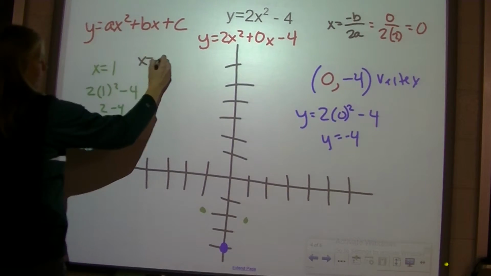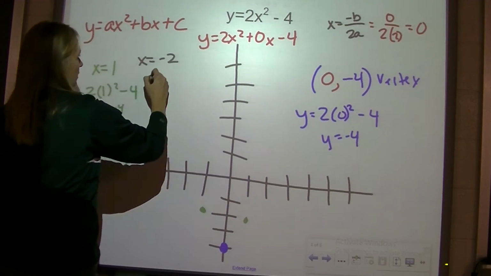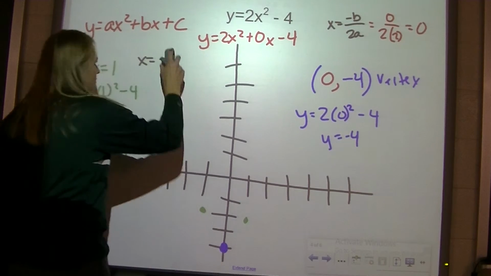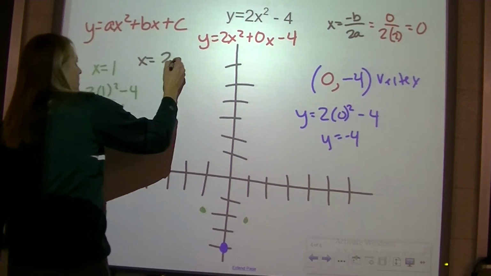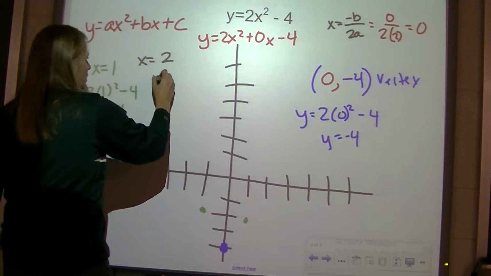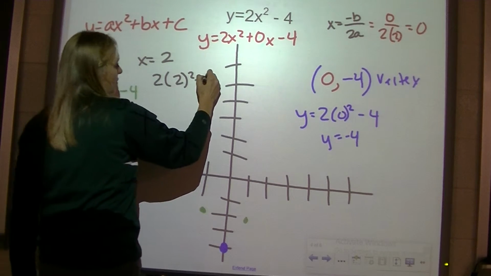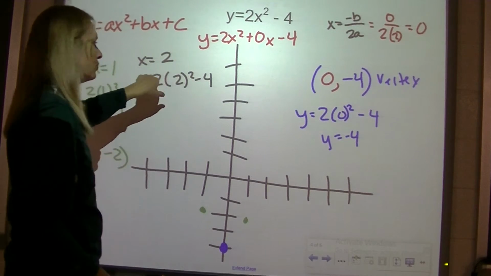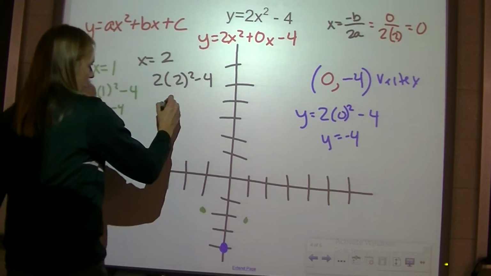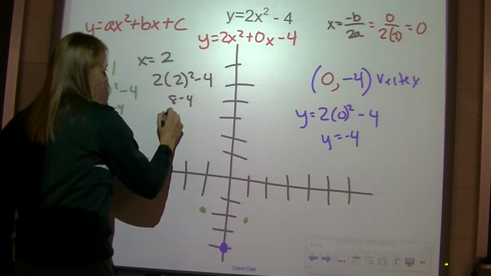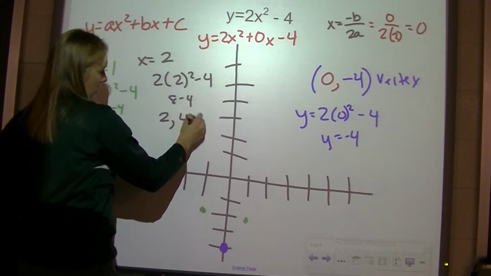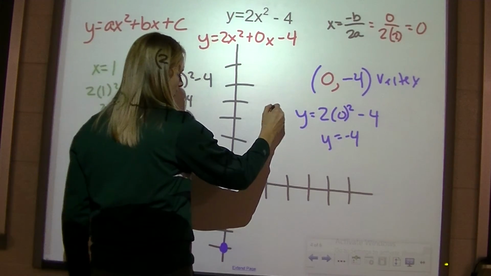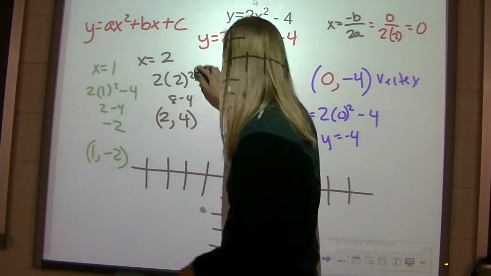I'm going to say x equals negative 2, and let's plug that in. Actually, I'll say positive 2, and let's plug that in. I'm pretty sure that's what I did on your notes. So we'll have 2 times 2 squared minus 4. Again, do the exponent first. 2 squared is 4. 4 times 2 is 8. 8 minus 4 is 4. So we have the ordered pair of 2, 4 that we can plot. So that's 2, 1, 2, 3, 4. That's here. Now, I'm going to erase this one.